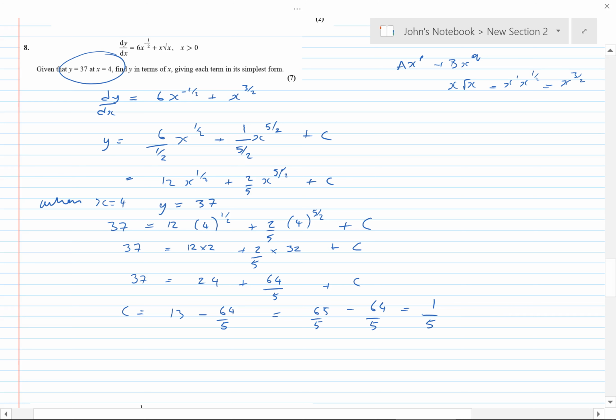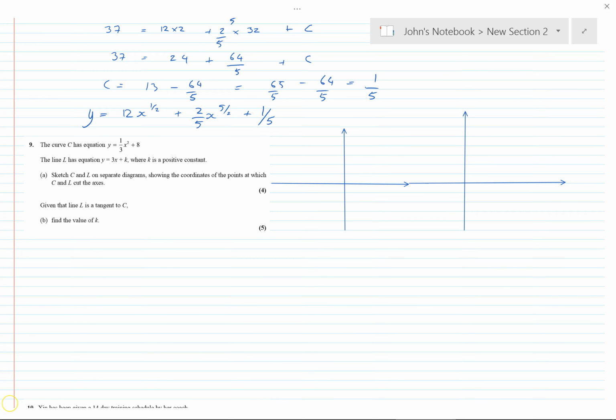Do write it back in. You might get away with it, but I wouldn't be taking a chance. Write it back in with the function with the value of c we've now inputted in. Okay, so that's question 8 done. Now on to question 9.